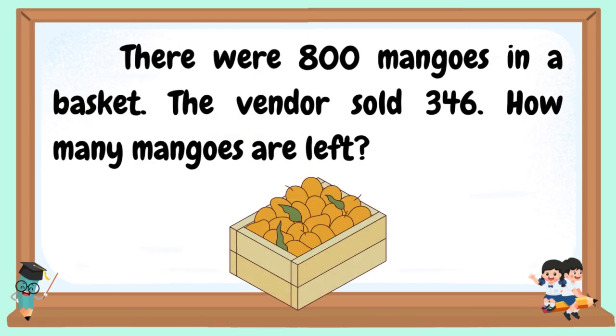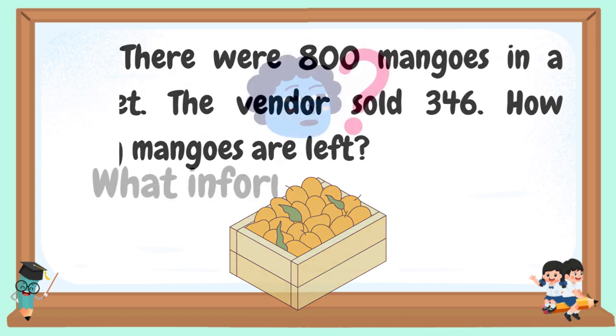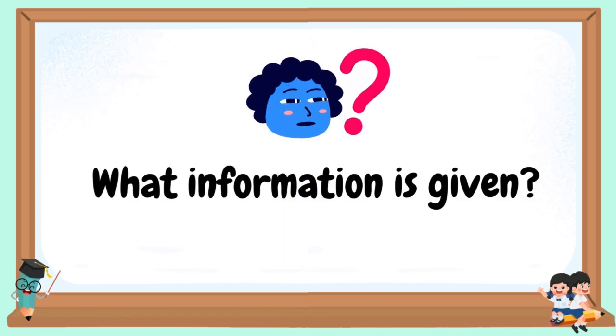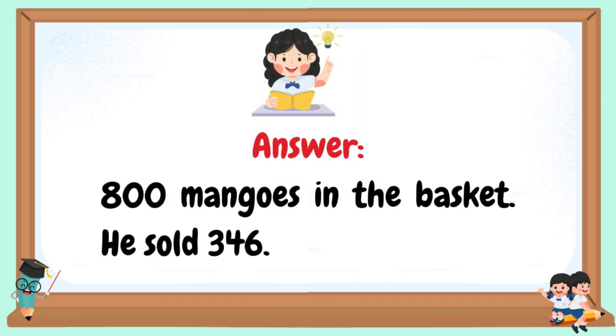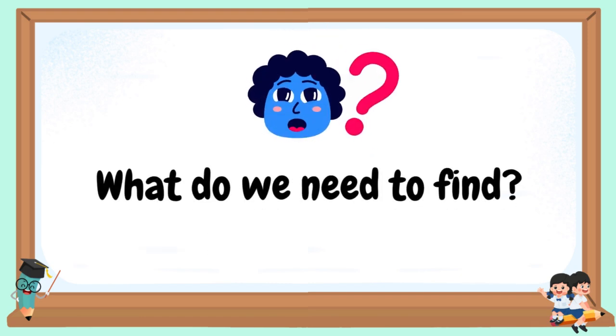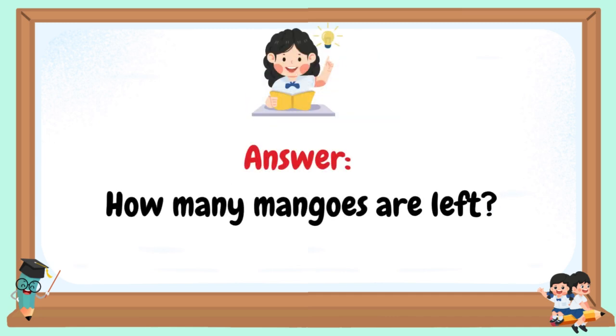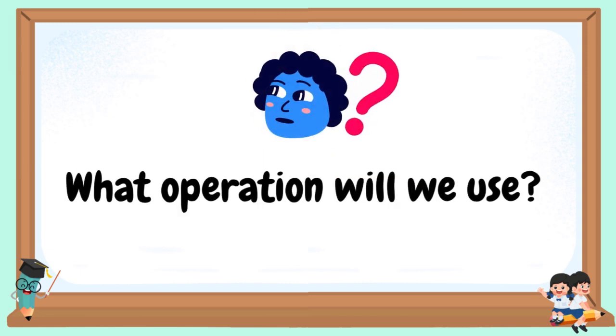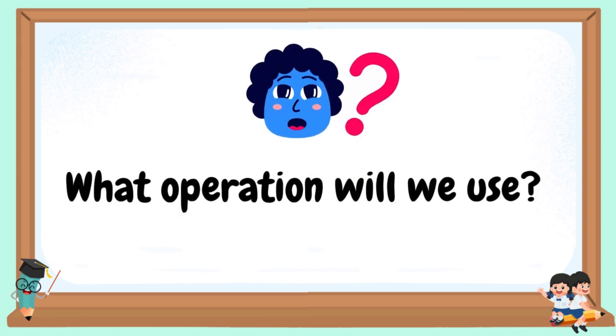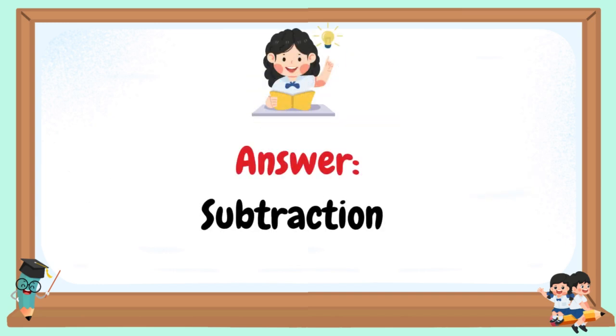There were 800 mangoes in a basket. The vendor sold 346. How many mangoes are left? What information is given? Answer: 800 mangoes in the basket. He sold 346. What do we need to find? Answer: how many mangoes are left? What operation will we use? Answer: subtraction.